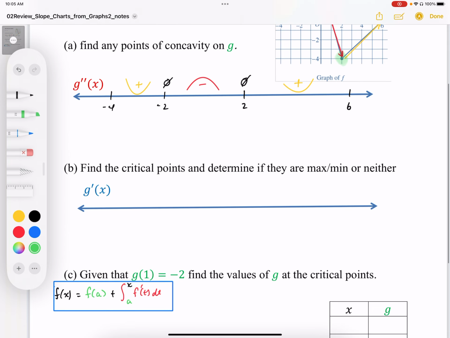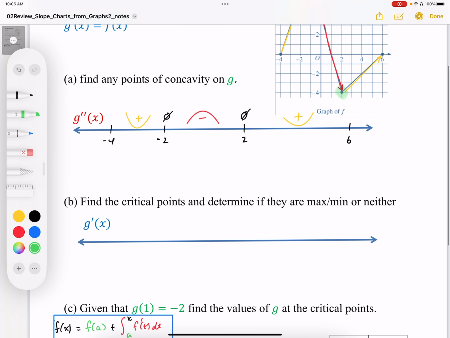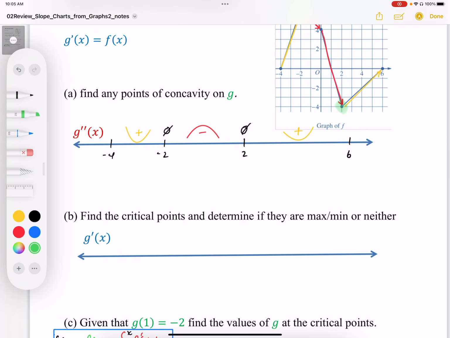In part B, it says find the critical points and determine if they're max or min. So critical points are going to be where the graph crosses 0. Okay, so where that graph crosses 0 is going to indicate a horizontal tangent. So in this case, looks like we only have a horizontal tangent at x equals 1.